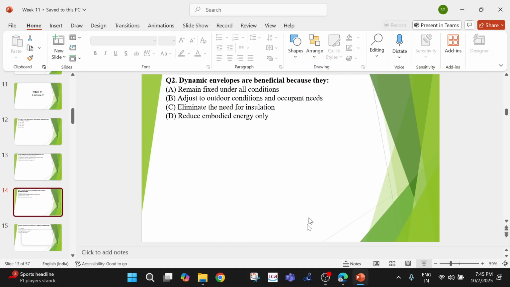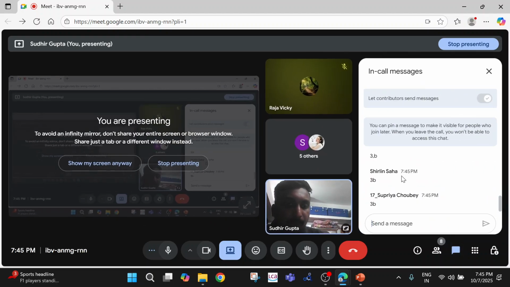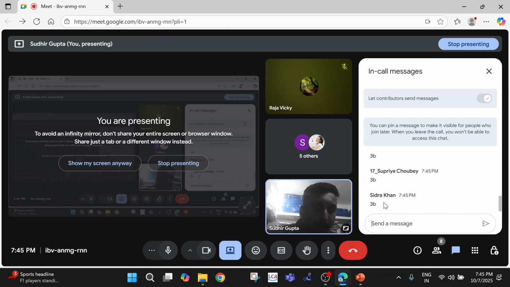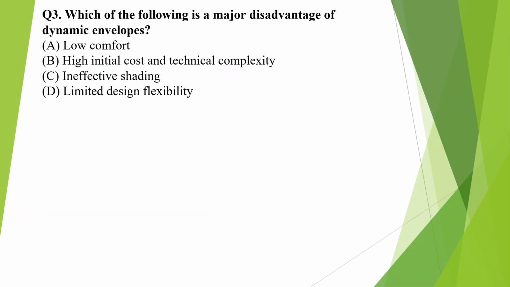So let me see. As I can see, Supriya has answered it very well. She has come just now, but she has answered before Sidra Khan. Celine has also answered. Vicky has answered very fast, I should say. It's good to announce that all of you have answered it correctly, and the correct answer for question number 3 is option B only.